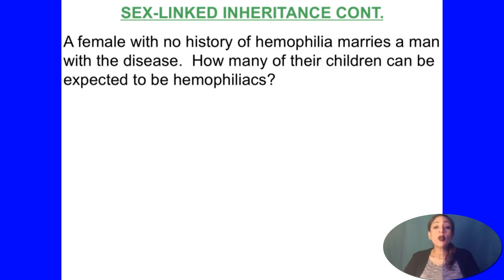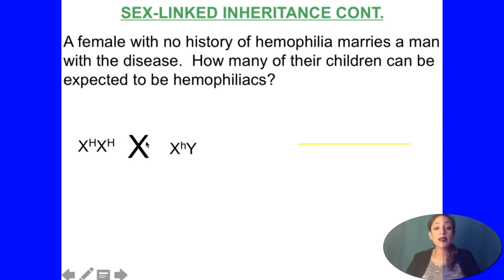So let's look at an example of a sex-linked problem. A female with no history of hemophilia marries a man with hemophilia. How many of their children can be expected to be hemophiliacs? Let's start by writing out the genotype of the female. So we have an X because she's a female, and remember they said she has no history of hemophilia, so she's definitely not a carrier. She's going to be homozygous dominant. She does not have hemophilia at all.